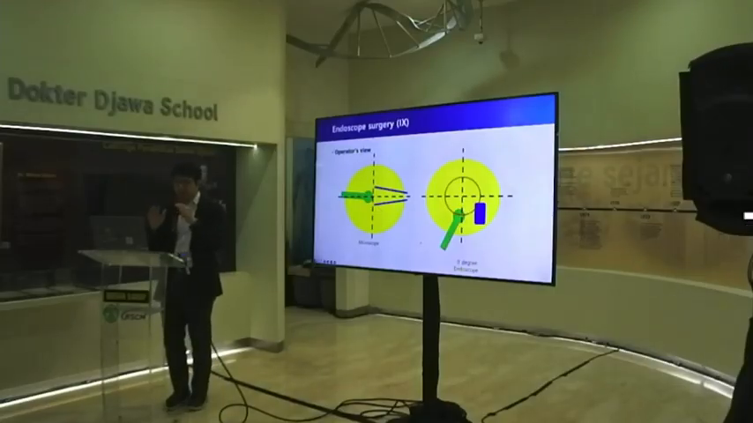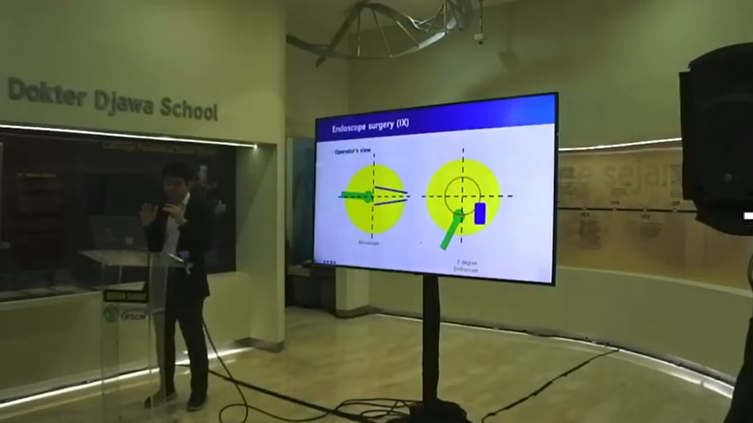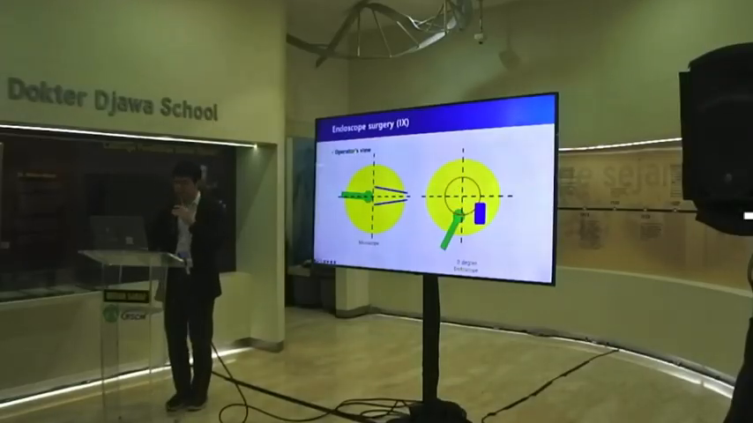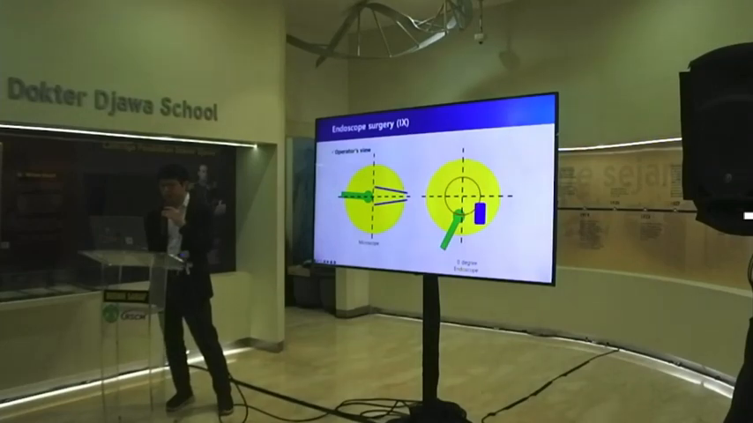And this slide shows the difference between the microscope and the endoscopic view. For the microscope, all the instruments are centered in the surgical field. But if you put all the instruments in the center when you are doing endoscopic surgery, you make some fighting between the endoscope and the instruments. So always keep some space in the center of the endoscopic view.